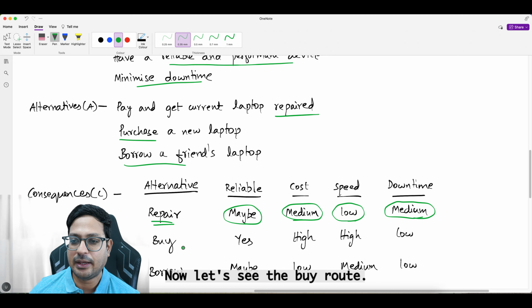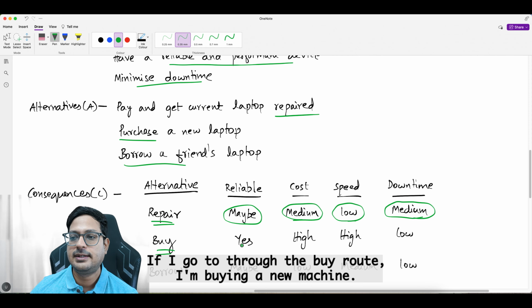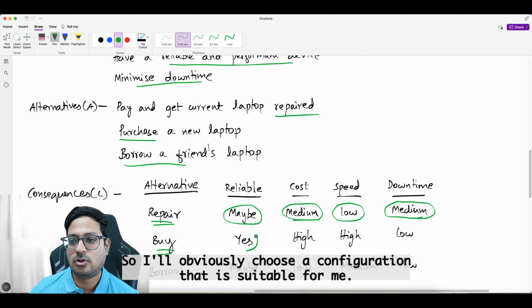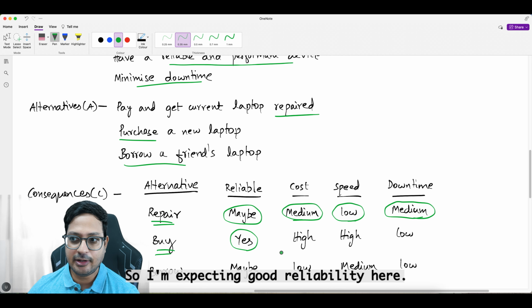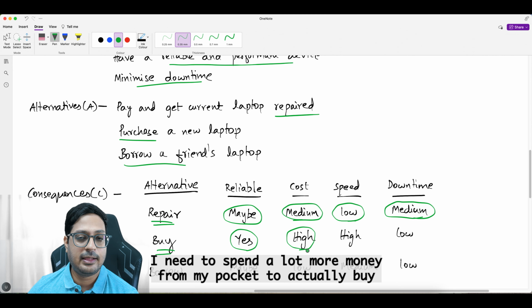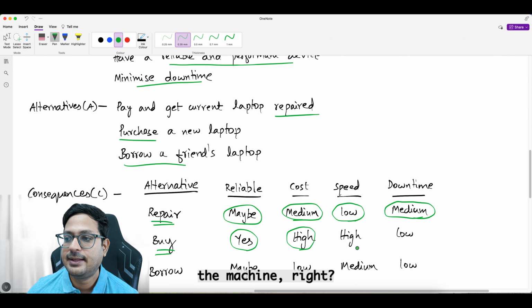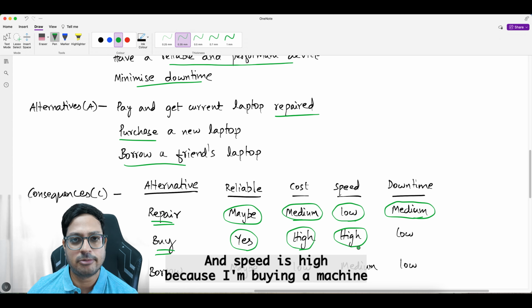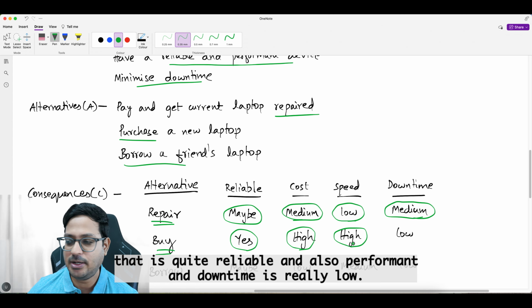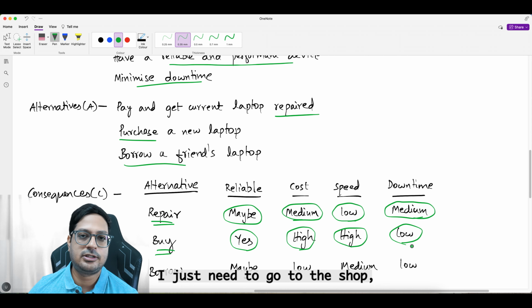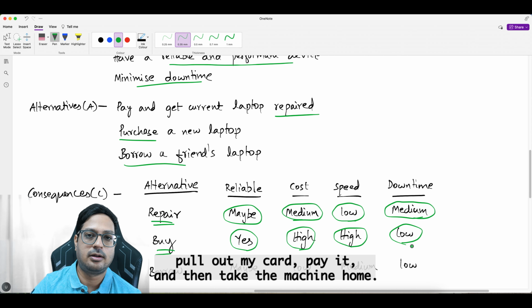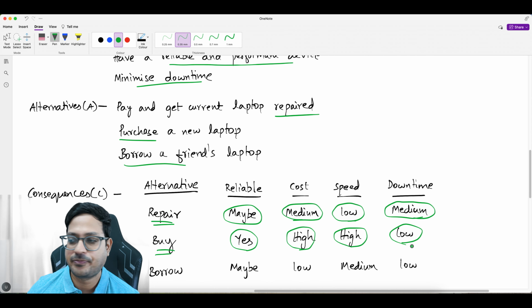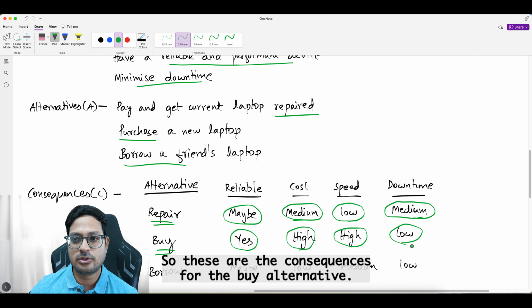Now let's see the buy route. If I go to the buy route, I'm buying a new machine, so I'll obviously choose a configuration that is suitable for me, so I'm expecting good reliability here. But the cost is also high. I need to spend a lot more money from my pocket to actually buy the machine, right? And speed is high because I'm buying a machine that is quite reliable and also performant. And downtime is really low. I just need to go to the shop, pull out my card, pay, and then take the machine home, right? So the downtime is very low. So these are the consequences for the buy alternative.